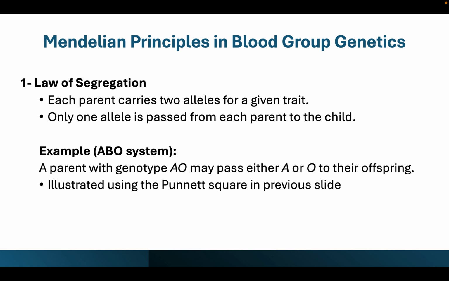Now we are talking about the Mendelian principle, the law of segregation. Each parent carries two alleles for a given trait. Only one allele is passed from each parent to the child. Example, the ABO system: a parent with the phenotype AO may pass either A or O to their children, and I explained a couple of examples on the previous slide.